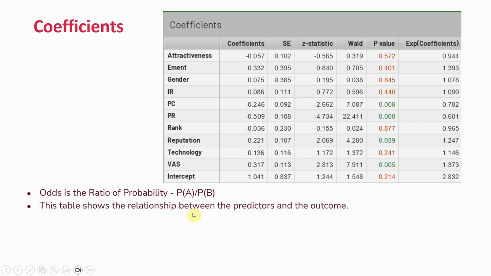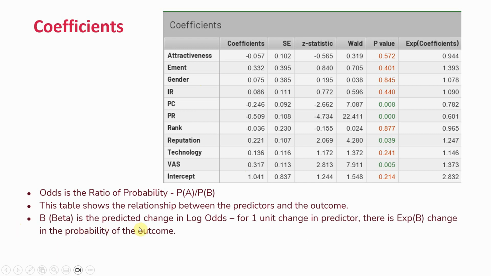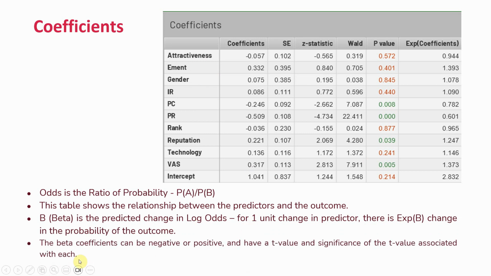Now, the table shows the relationship between the predictors and the outcome. These are all your predictors and whether they are predicting the outcome or not. Now, beta is the predicted change in log odds. For 1 unit change in predictor, there is this much change in the probability of the outcome, which I'm going to explain in the coming slides. Now, the beta coefficients can be negative or positive and have a t-value and significance of the t-value associated with each. Now, this is your t statistic and this is your p-value associated with it.